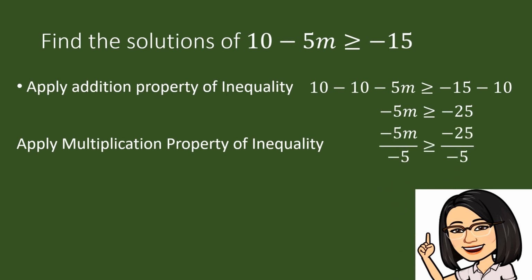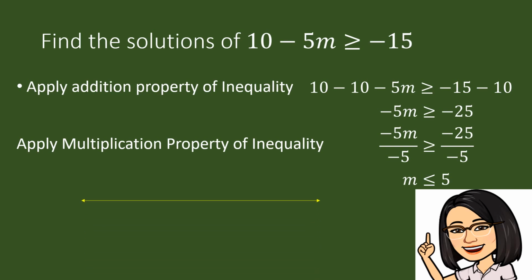In the rule of dividing or multiplying by a negative number, the inequality symbol will negate or change to its opposite. So negative 5m divided by negative 5 is m. Then change is greater than or equal to into is less than or equal to, and negative 25 divided by negative 5 is positive 5. So m is less than or equal to 5.